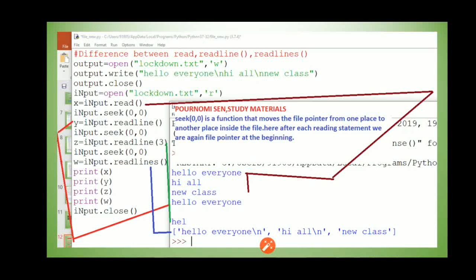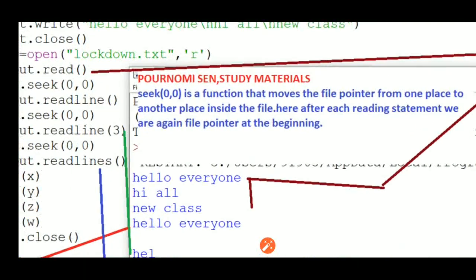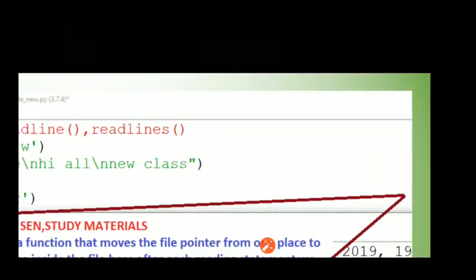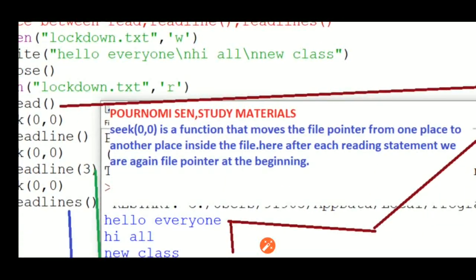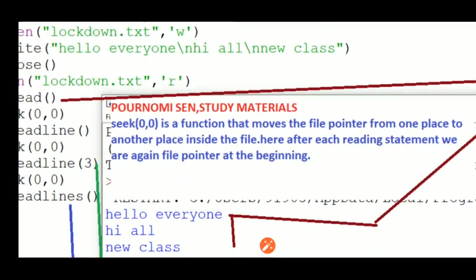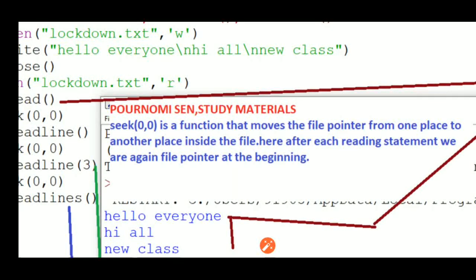The seek function enables us to move the file pointer to a particular position. So what is written, let's read. Seek is a function that moves the file pointer from one place to another place inside the file. Here, after each reading statement, we are moving from the initial position. So before we start executing the second read statement, we need to bring the file position back to its initial position. That's why we are using the seek function here.